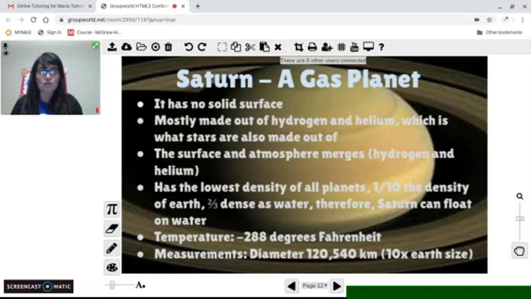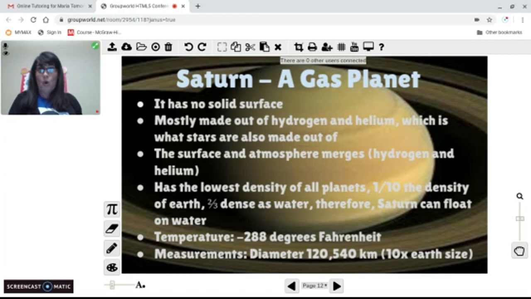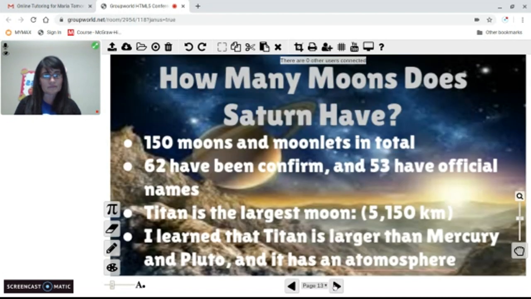The temperature is minus 288 degrees Fahrenheit. Who could support that? It's freezing cold. Measurements: diameter 120,540 kilometers. That's 10 times bigger than the Earth. Super cool stuff. Keep repeating the super cool stuff.